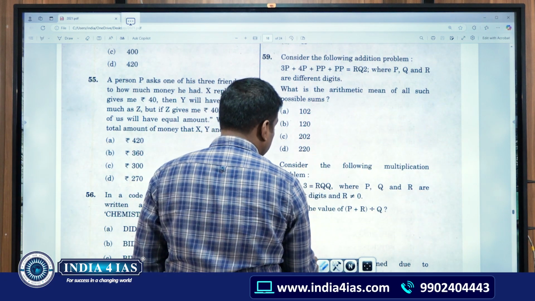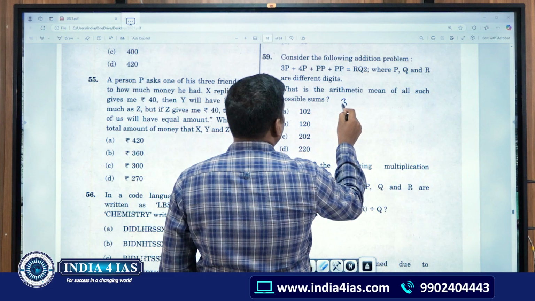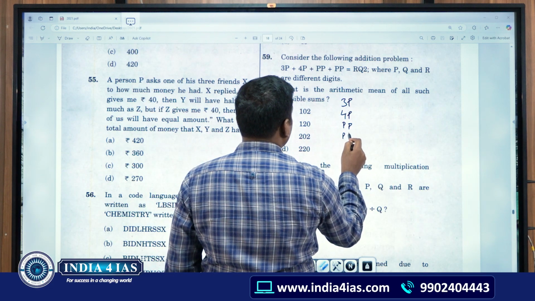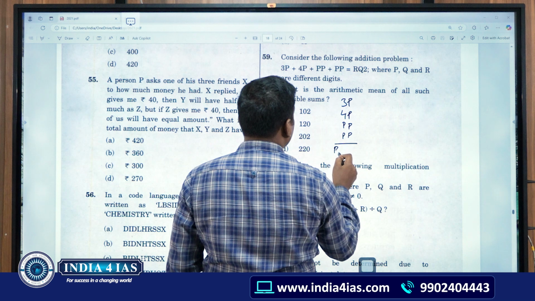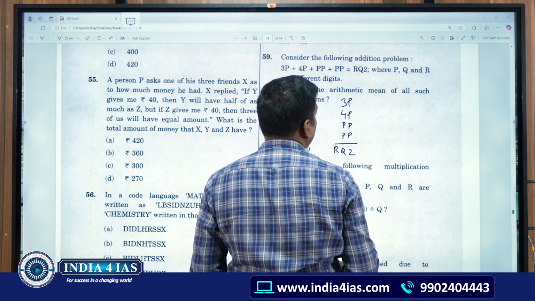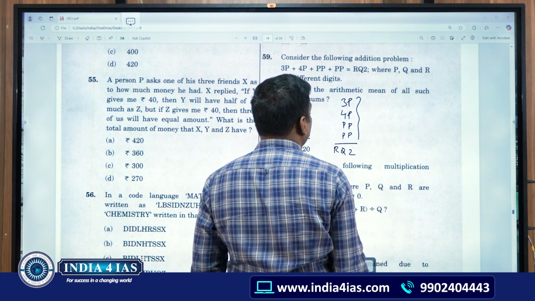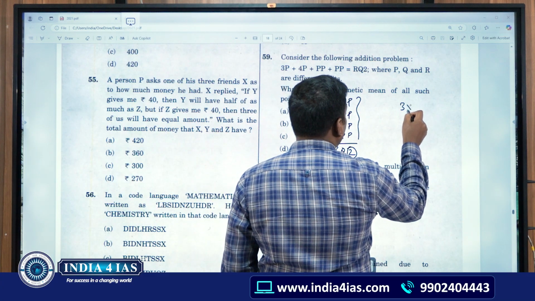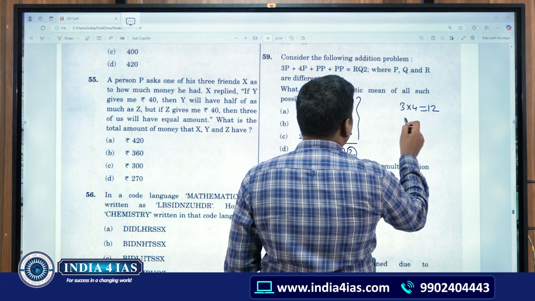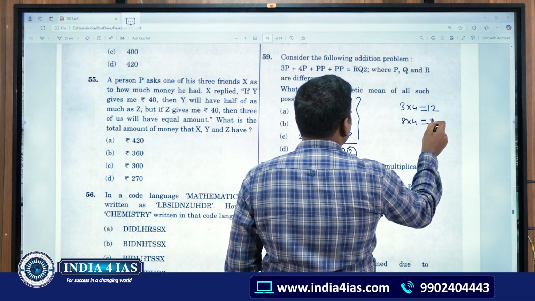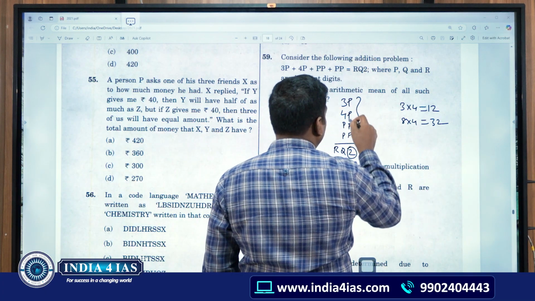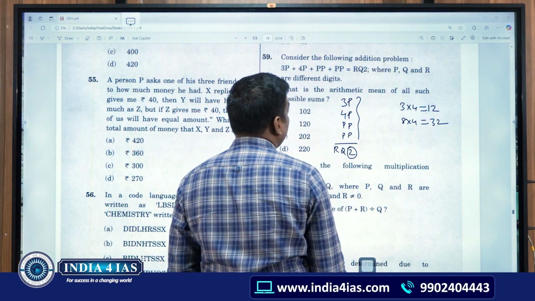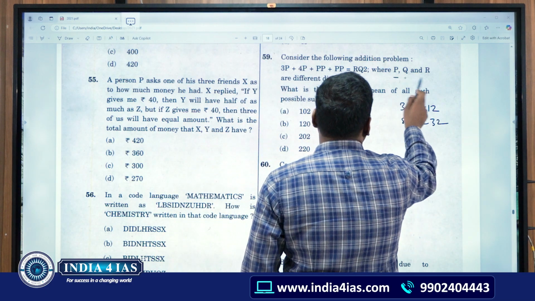Here in this case, 3P plus 4P plus PP plus PP is equal to RQ2. See, same number 4 times we are adding and we should get this as 2. So only in case of 3 into 4 is equal to 12 and 8 into 4 is equal to 32. So in this case P can be 3 or P can be 8. Let us try to get that, and PQR are different digits.